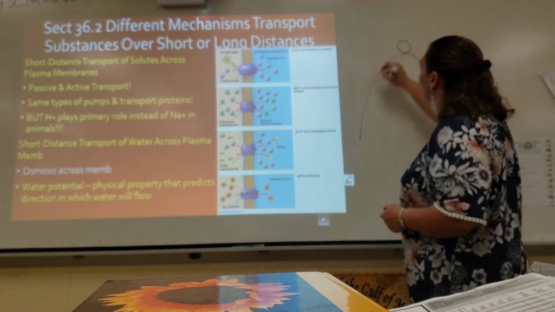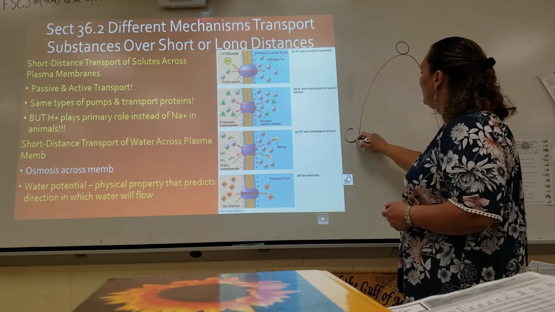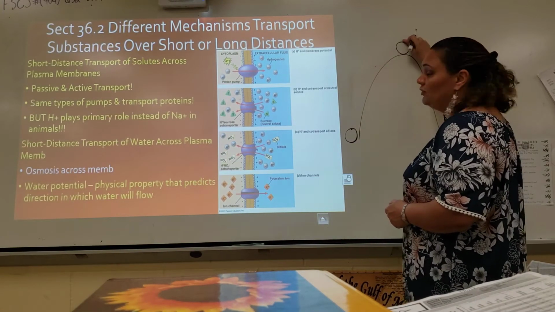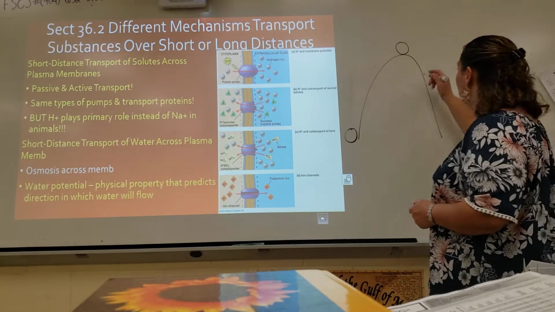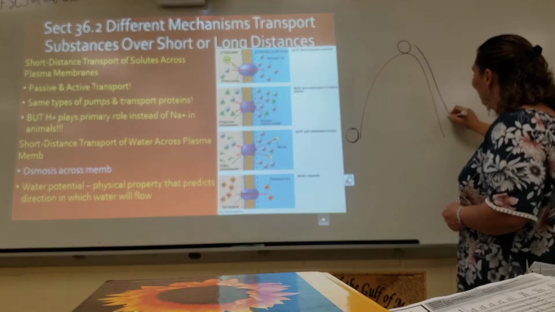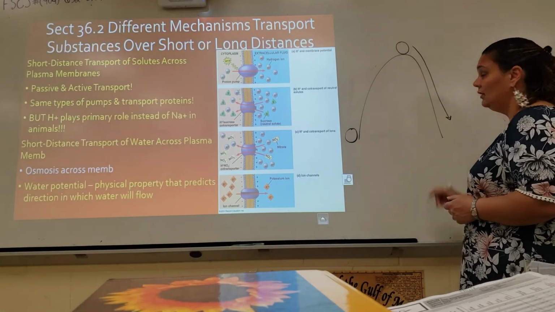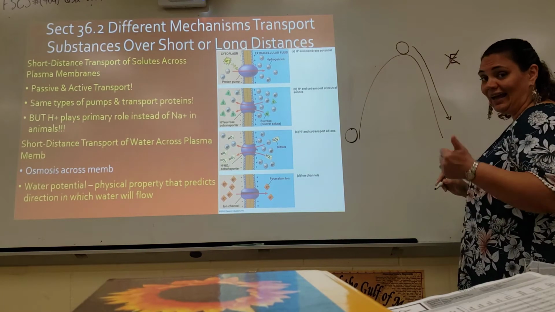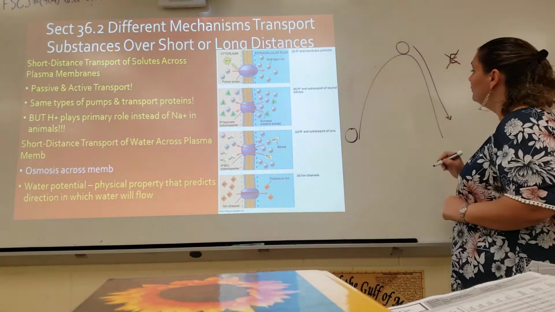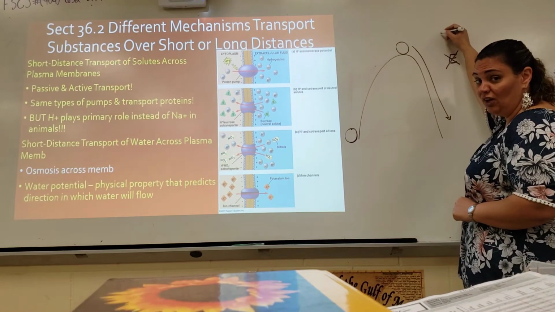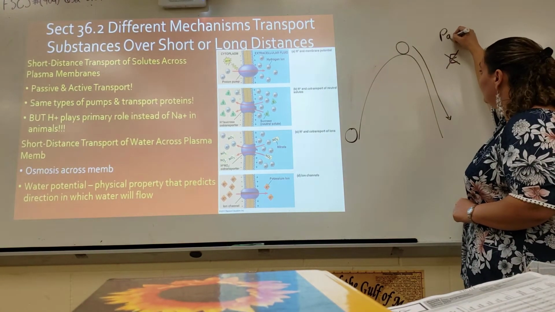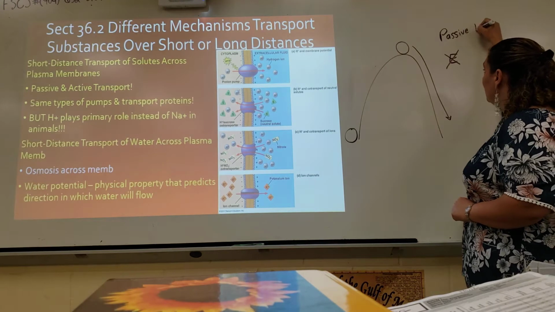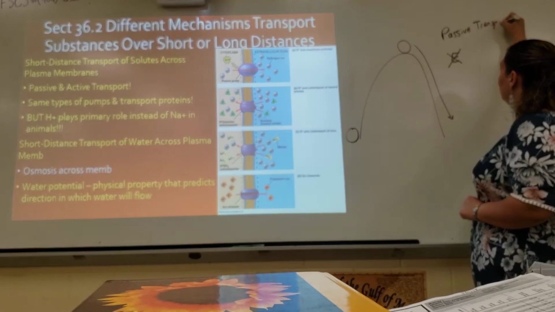We got a rock at the top of the hill. We got a rock at the bottom of the hill. If I let go of this rock, it's going to roll down on its own. Am I giving any energy into it? The answer is a big fat no. So is that active or passive? Hopefully you're doing this on your own piece of paper with me. This is passive transport. All right?